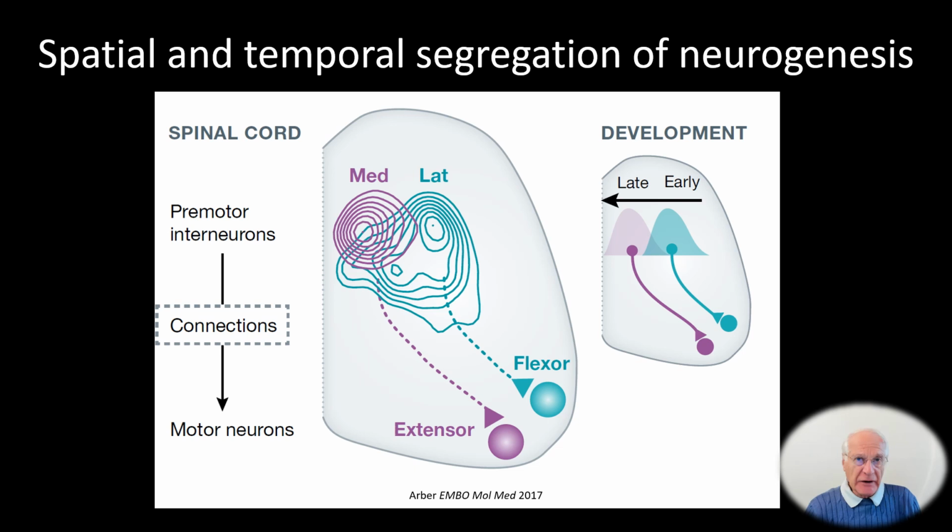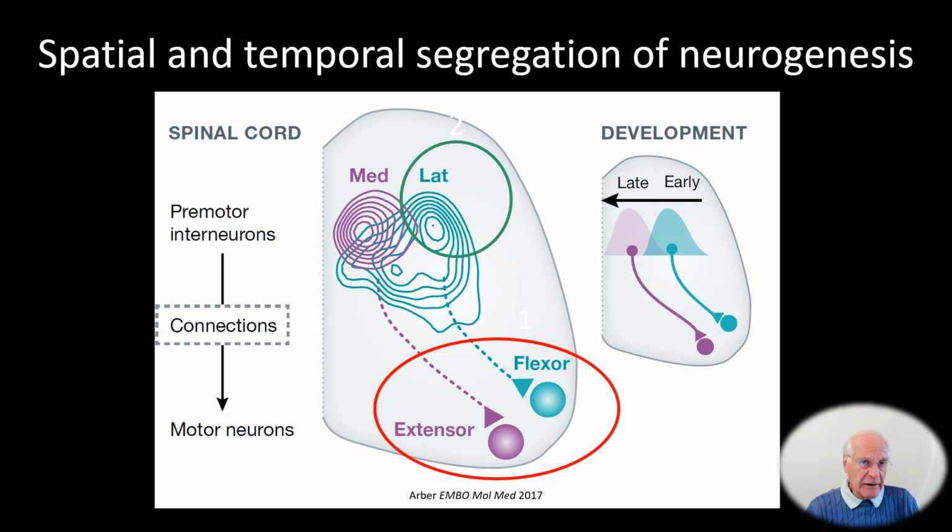Neurogenesis of different cell types involves spatial and temporal segregation during embryonic development. As I said, the motor neurons are the first to differentiate in the ventral spinal cord. Next, premotor interneurons in the dorsal spinal cord differentiate. First, those synapsing on flexor motor neurons, then those synapsing on extensor motor neurons, despite both derived from common progenitor domains.